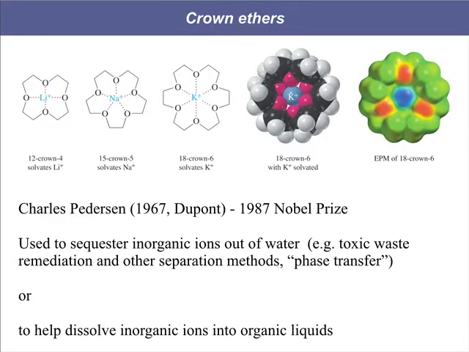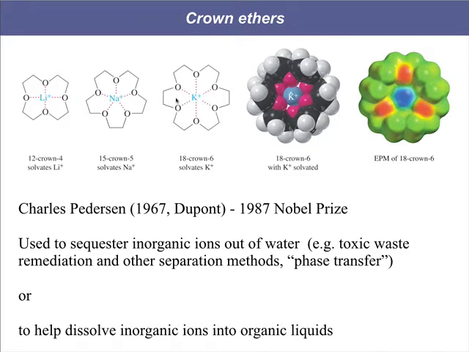Ethers have played a pretty important role in the history of modern chemistry. A scientist named Charles Pedersen was working for DuPont in 1967, and he discovered, or I guess you could say, he invented what are called crown ethers. These molecules on top here are crown ethers. They are large cyclic structures that have repeating ether patterns. So ROR, ROR, ROR, ROR. Same thing here. So these are, again, repeating cyclic structures of ethers.